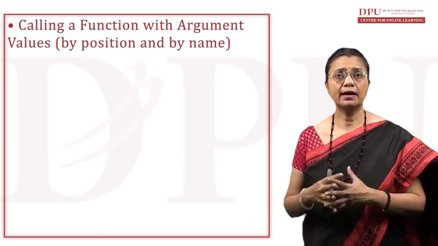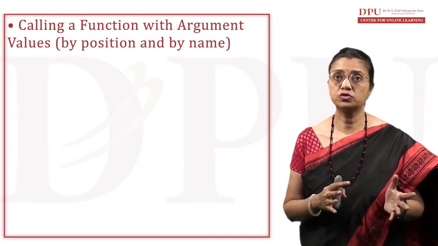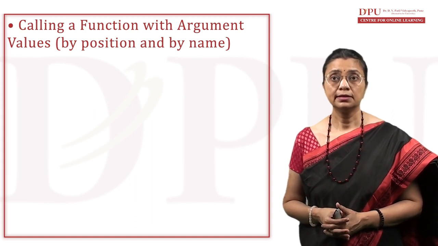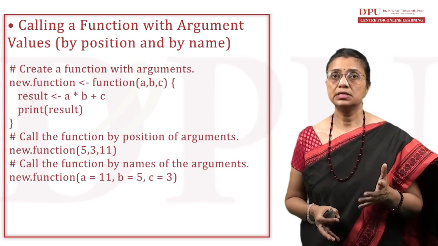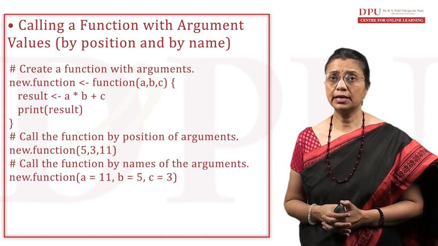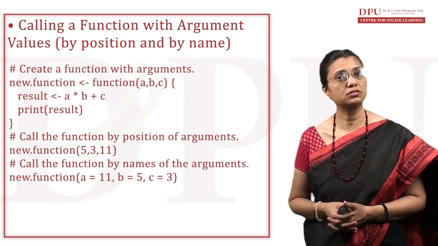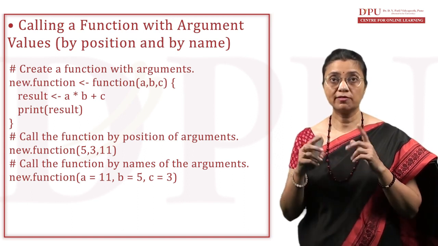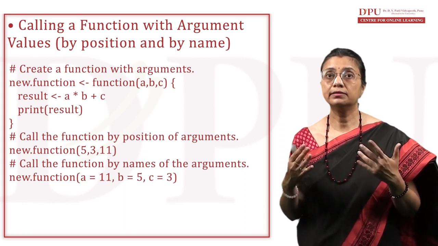Now, let's have a look at calling a function with argument values by position and name. This is something we have to understand. We create a function with arguments. You can see here new function ABC, where a, b, c are 3 placeholders or 3 variables. I write a into b plus c, which is my formula. I'm storing the result and I'm printing the result.